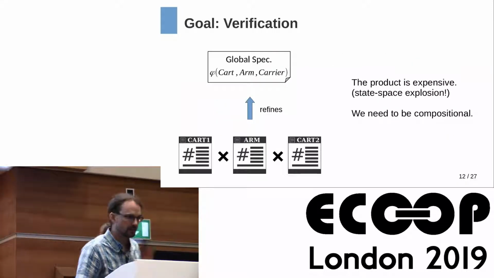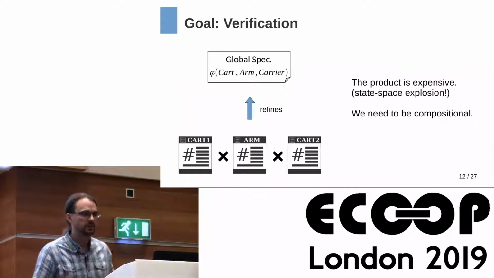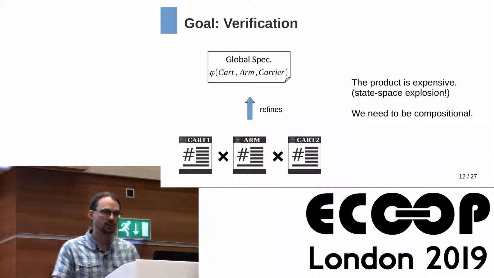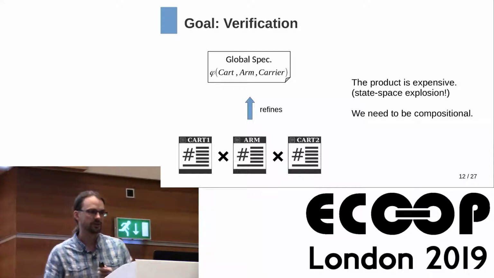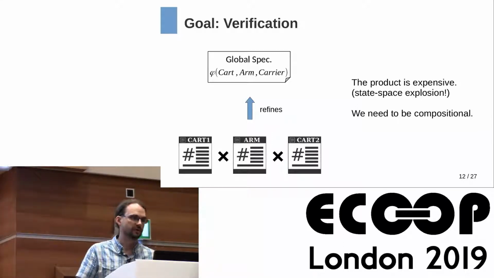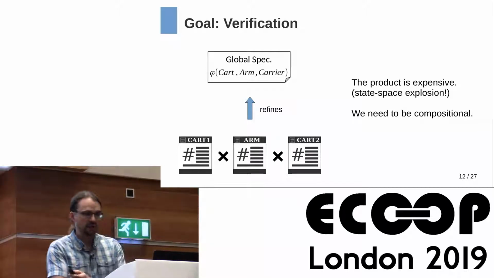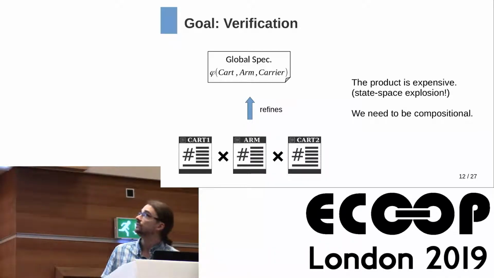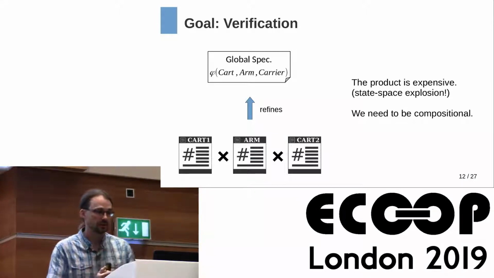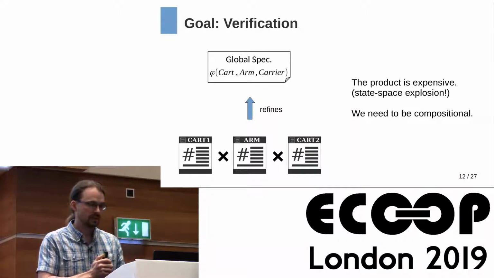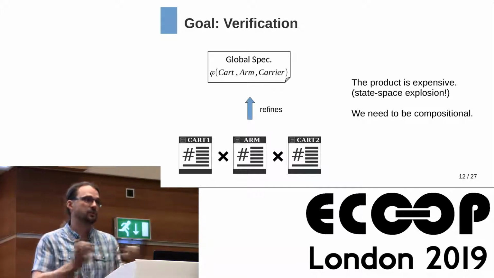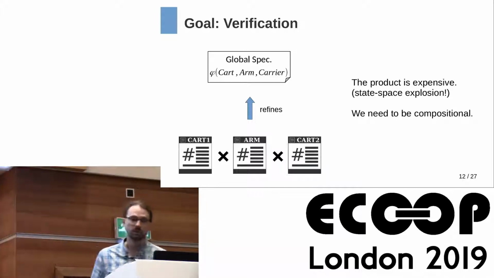So the starting point of this project, which relates to the two keynote talks that we had yesterday and this morning, is sometimes to do verification of those systems. And the first idea, if you want to do verification, is that you have a global specification, you take your implementation, you just build a product and check that it refines. However, this is just computationally way too hard, and I hope the two keynotes managed to convince you that we need to be compositional.